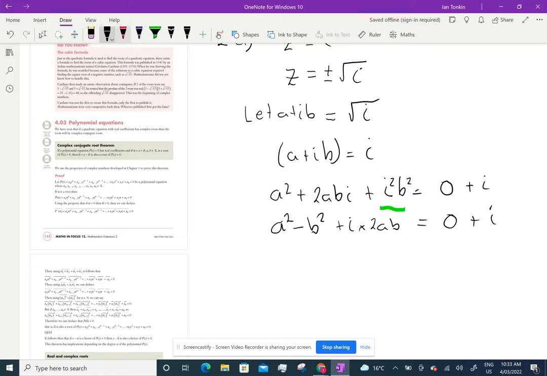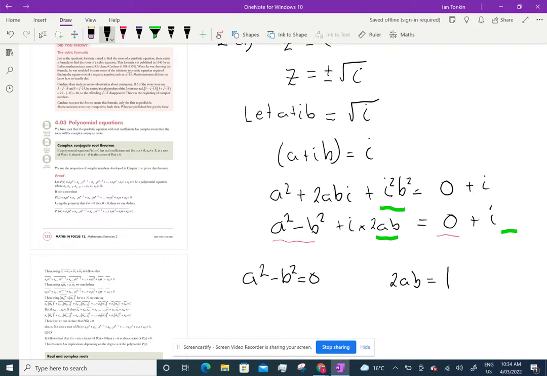Now, if you remember from when we did this before, if we equate the real parts and then we equate the imaginary parts, there's a 1 there, I can get two equations and I can solve them simultaneously. So therefore we know that a squared minus b squared equals 0. And we know that 2ab equals 1.